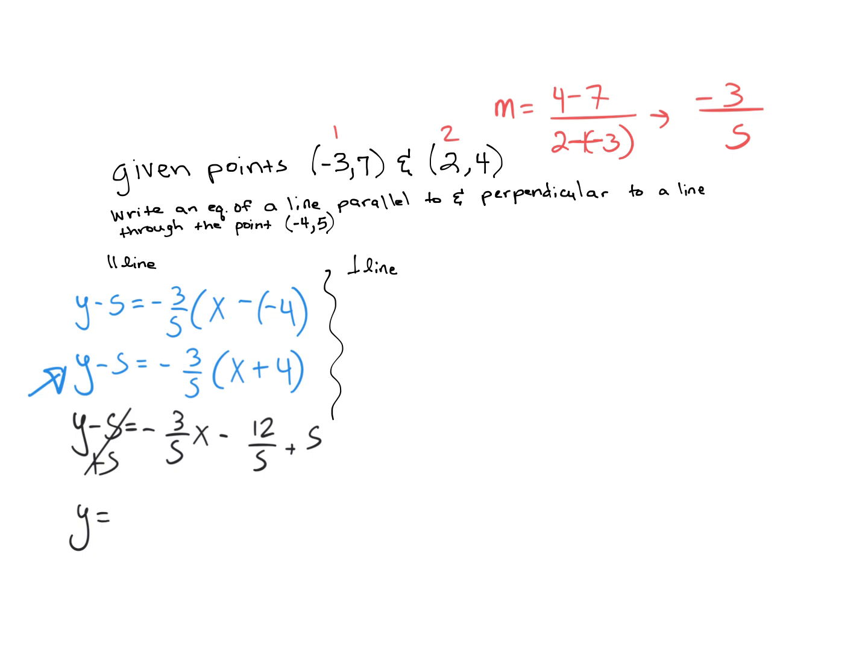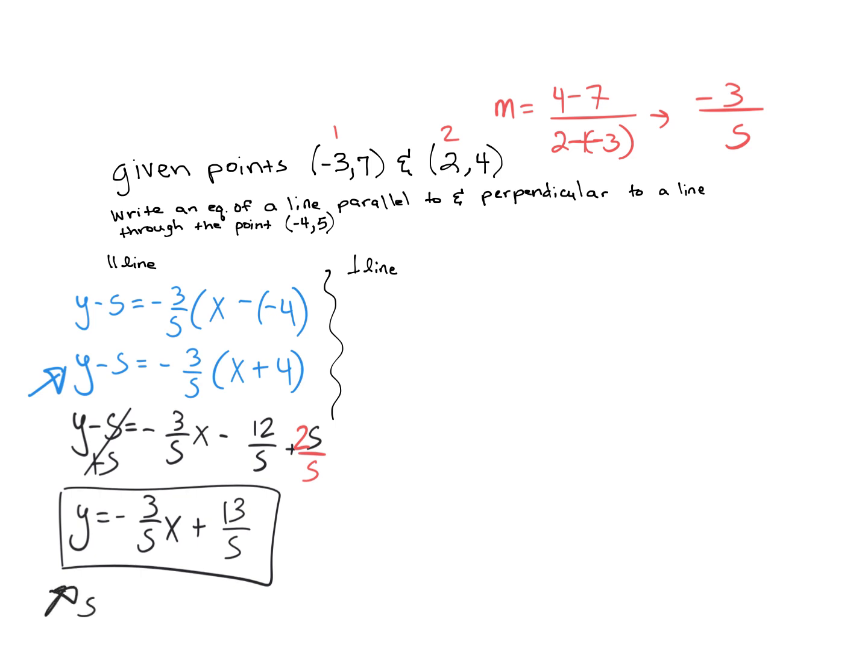So I'm going to get y is equal to -3 over 5x. Now, 12 over 5 plus 5 is not doable until I make this into a 25 over 5. Now this is doable. So now I get a positive 13 over 5. So 13 over 5 is your y-intercept. -3 over 5 is your slope. Again, this would be in slope-intercept form. And the blue one is in point slope.